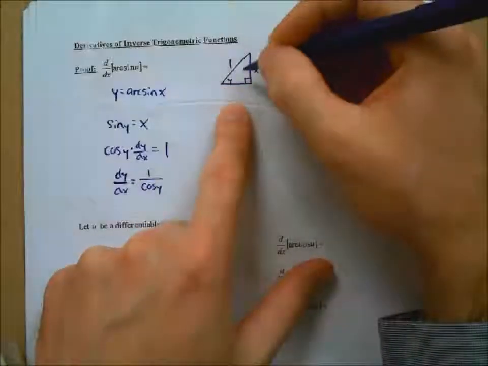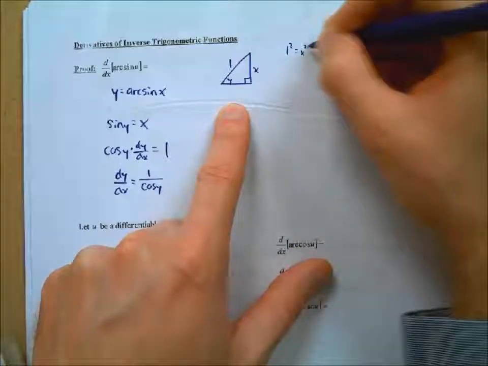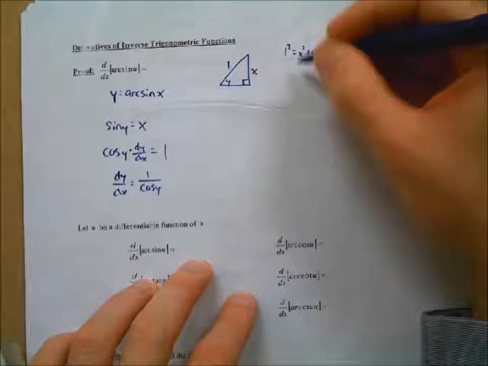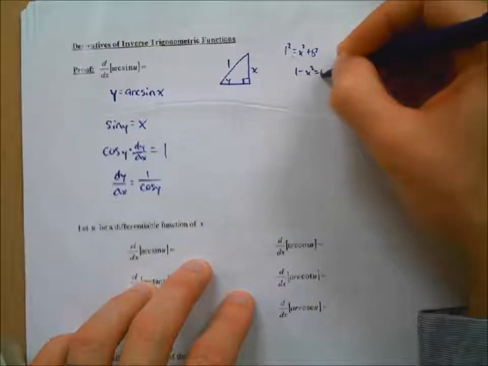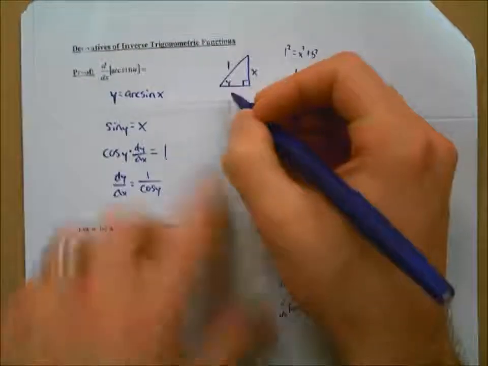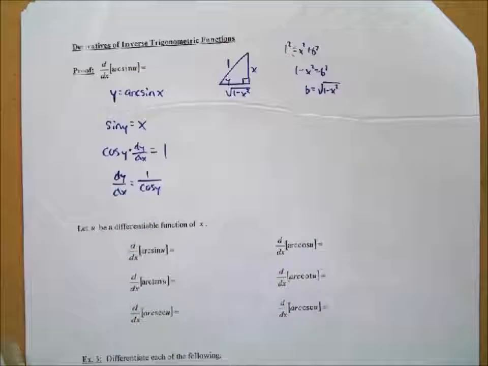So let's see, it would be 1 squared equals x squared plus, I'll say b squared in this case. We want to get the b. So we'll subtract x squared. We get 1 minus x squared equals b squared. Or in other words, b is just the square root of 1 minus x squared. So our missing side here is the square root of 1 minus x squared. Just like that.